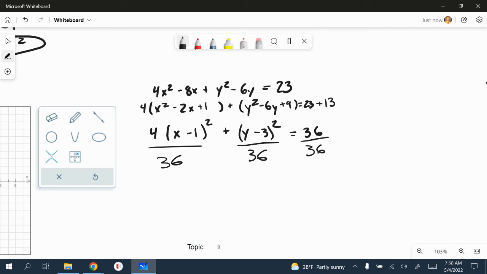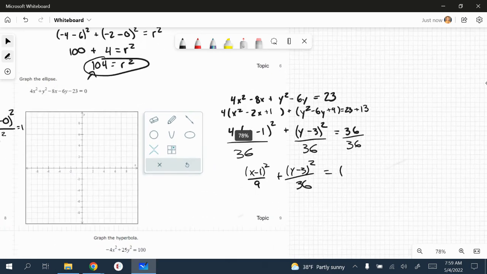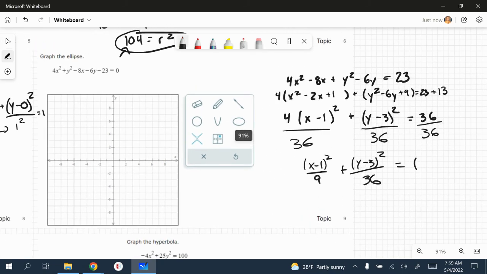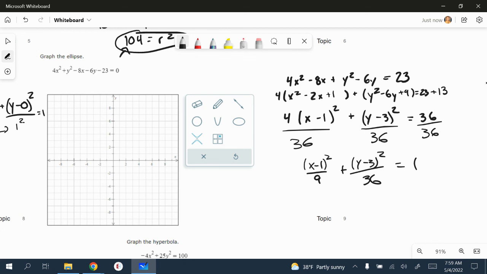So 4 over 36 simplifies to 1 over 9. So we'll have x minus 1 squared over 9, plus y minus 3 squared over 36, and this is equal to 1. Then we can graph our ellipse just like we were doing before. For my center, that would be at 1, 3. So 1, 3 would be right there.